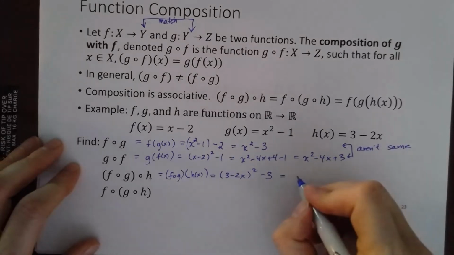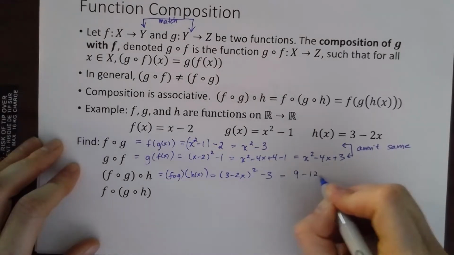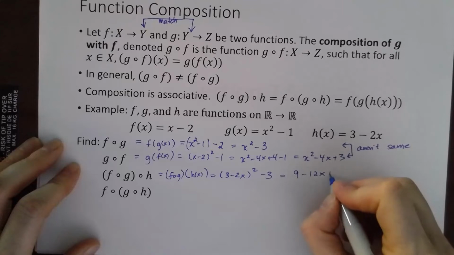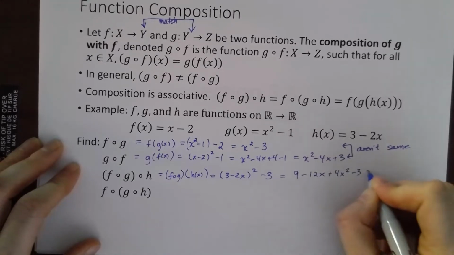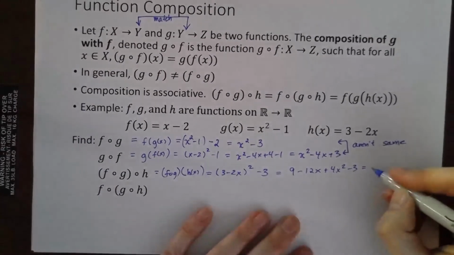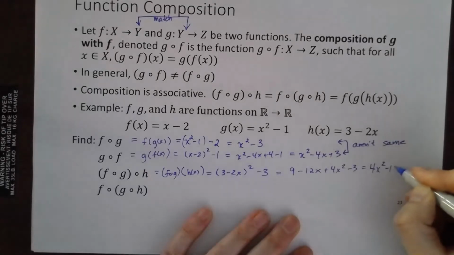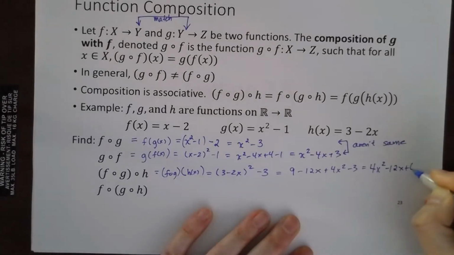Okay, so that one's going to be 9 minus 12x plus 4x squared minus 3. And if we write that in standard form, that's 4x squared minus 12x plus 6.